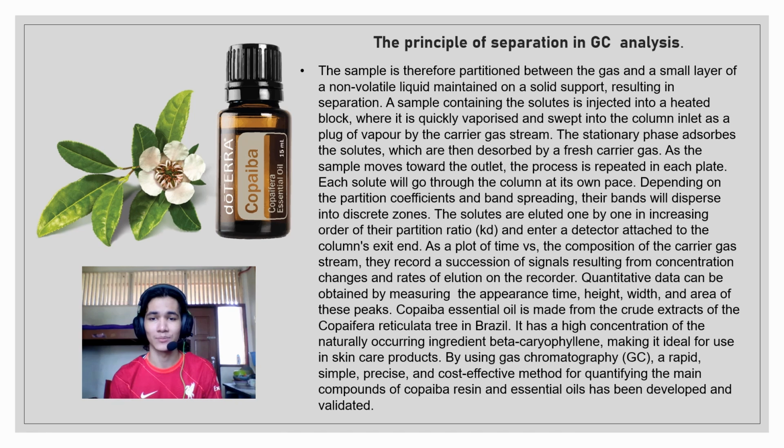Copaiba essential oil is made from crude extracts of the Copaifera reticulata tree in Brazil. It has a high concentration of the naturally occurring ingredient beta-caryophyllene, making it ideal for use in skincare products. By using gas chromatography, a rapid, simple, precise and cost-effective method for quantifying the main compounds of Copaiba resins and essential oil has been developed and validated.